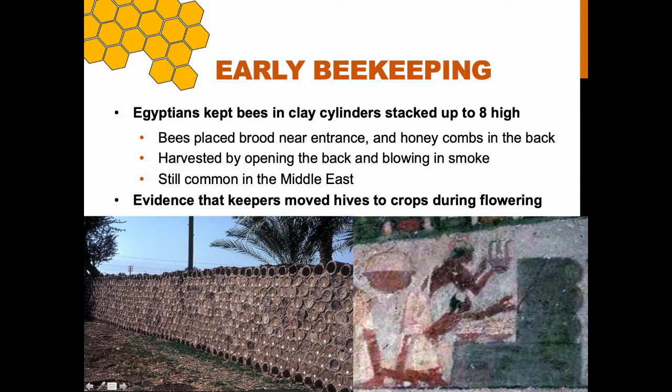And this is actually still common practice in the Middle East. This is their best system. And here we have the actual picture from Luxor, where you can see here are the hives all stacked up. And this is a guy with like a primitive smoker. He's got like a bowl with some material that's smoldering. And it looks like they're blowing the smoke in the direction of the hives.